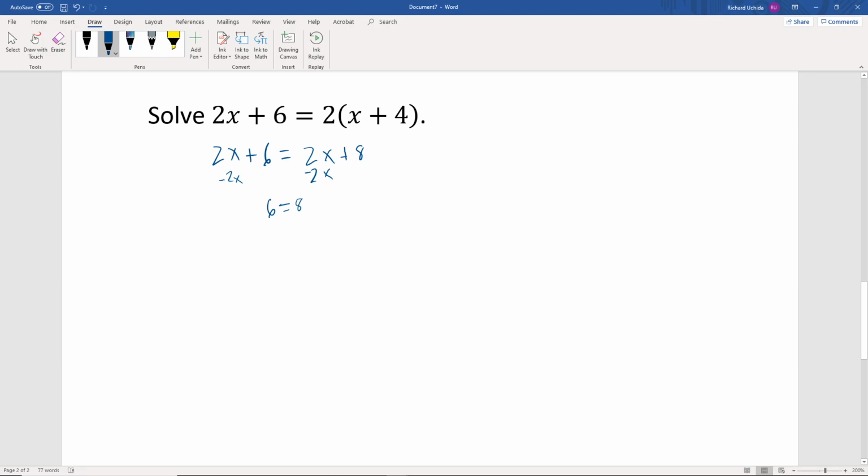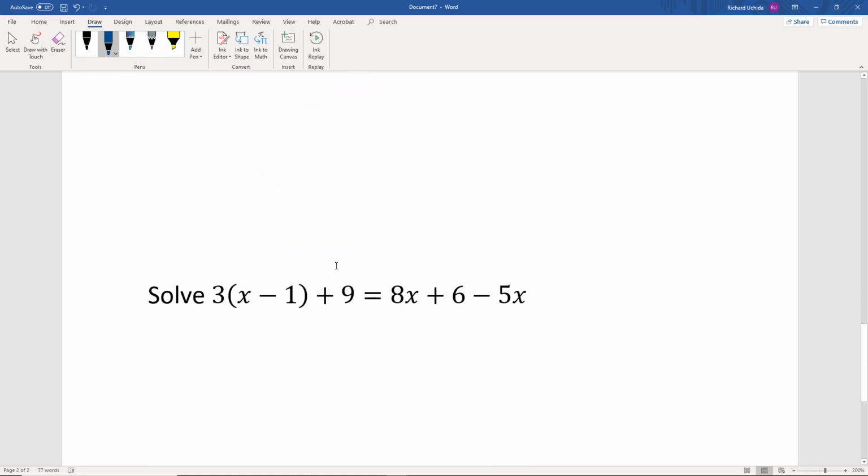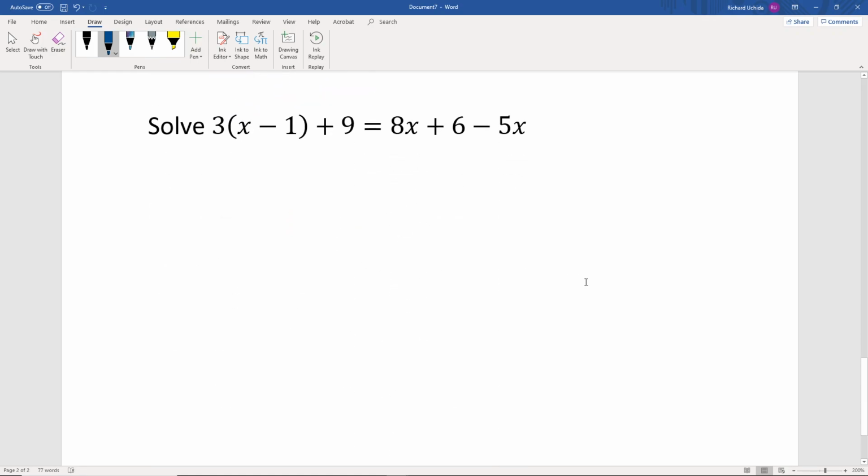And if you think that's true, well, I'll give you $6, you give me $8, and that would be true, right? No, it's false. So this is a false statement. And what this means is that there is no solution for that equation. Now let's look at this next example.